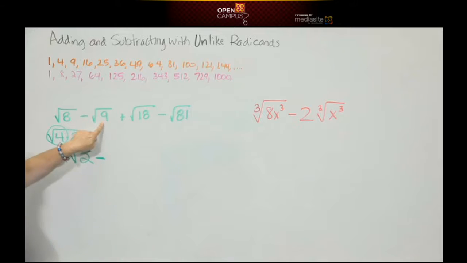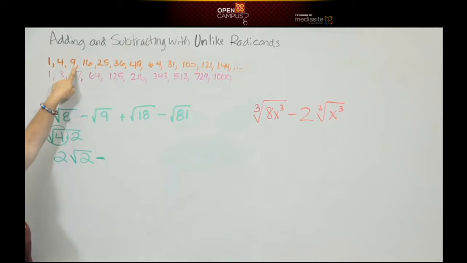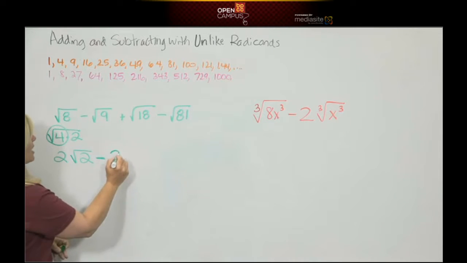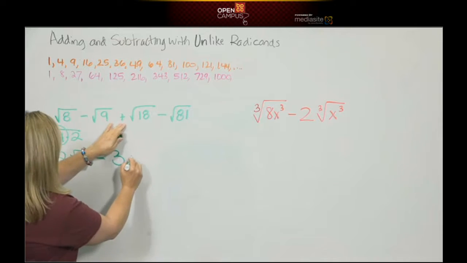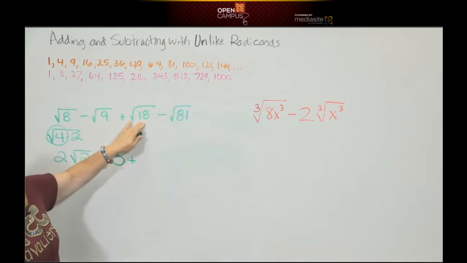Now I have the square root of 9. And everybody look at me. What do you know about 9? 9 is a perfect square, which means there's no work. You know the answer to this. What times itself is 9? Well, that's easy. That's 3, the whole number 3. So we're done with that. Bring down our plus. Oh, I have the square root of 18.